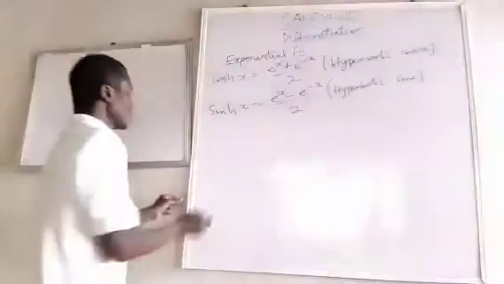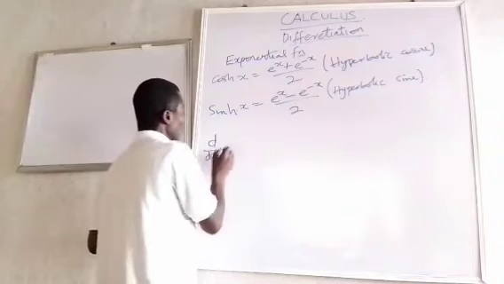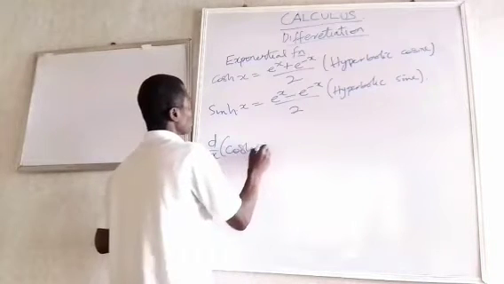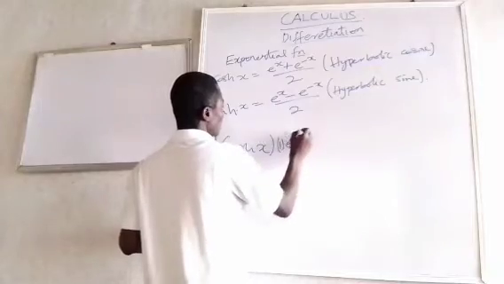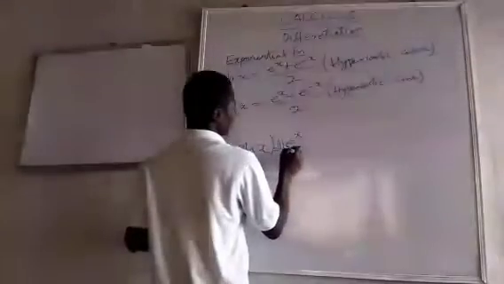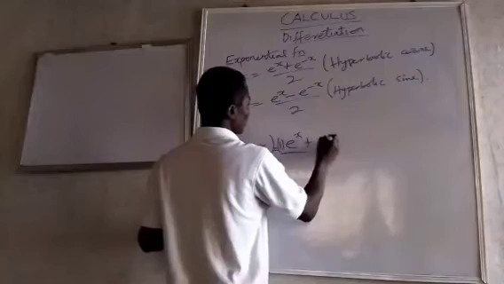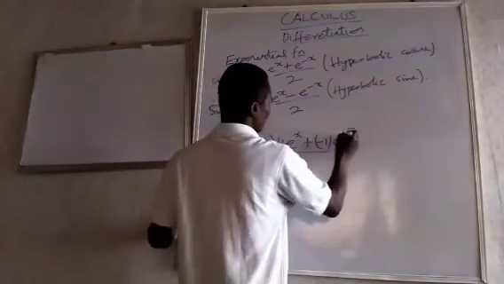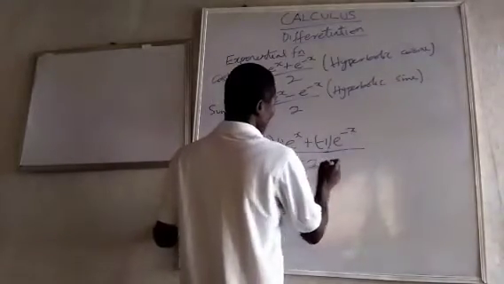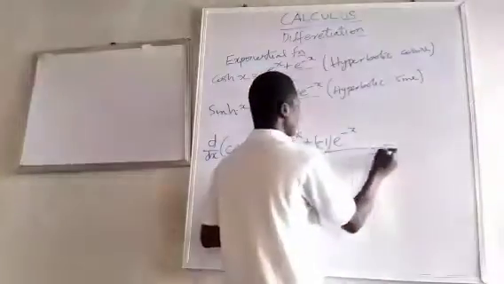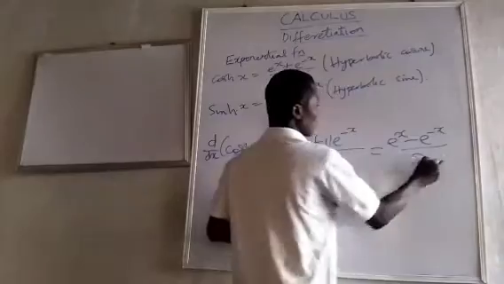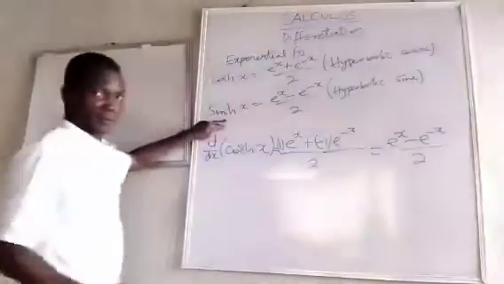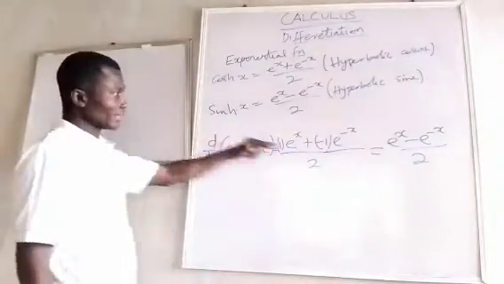Now, let's differentiate the first one. e raised to power x plus minus 1 into e raised to power minus x, over 2. That's going to give me e raised to power x minus e raised to power minus x over 2. So compare this one and that of hyperbolic sine. You can see it's the same thing.